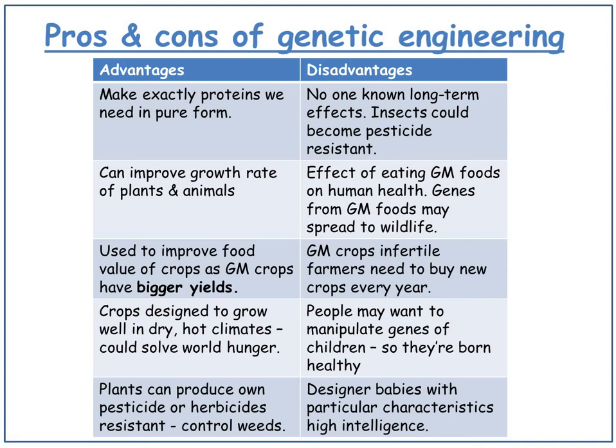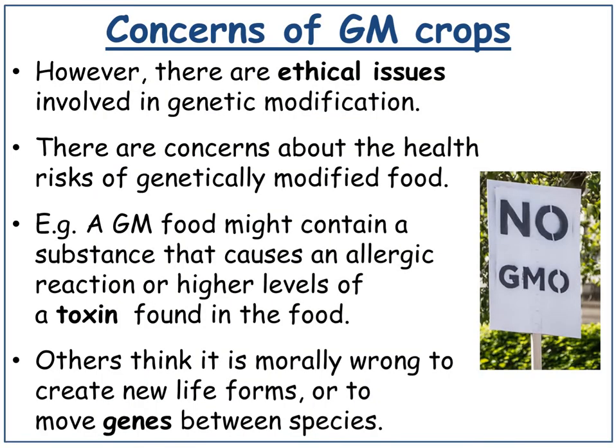The disadvantages are no one knows the long-term effects. Insects could become pesticide resistant. The effect of eating GM foods on human health. Genes from GM foods may spread to wildlife. GM crops are infertile, so farmers need to buy new crops every year. People may want to manipulate genes of future children so they're born healthy, and it could lead on to designer babies with particular characteristics.